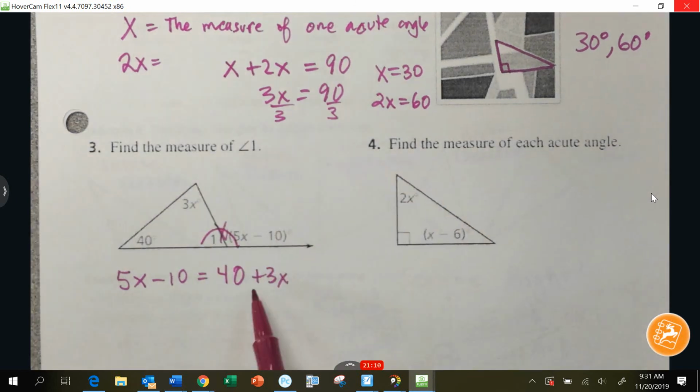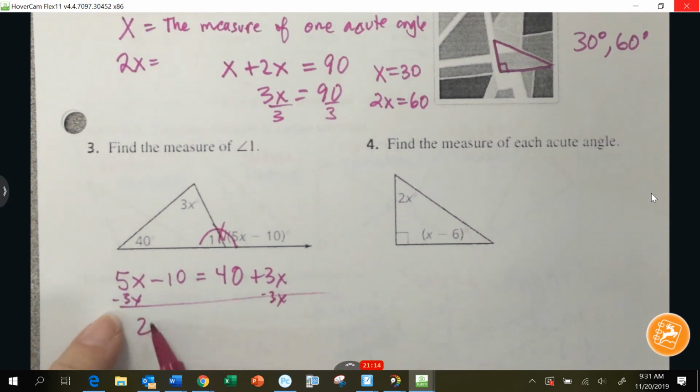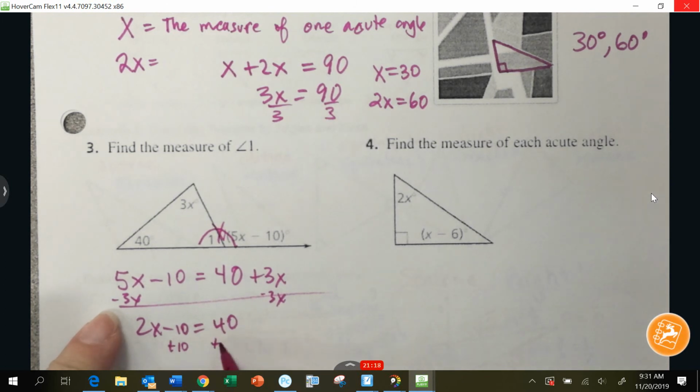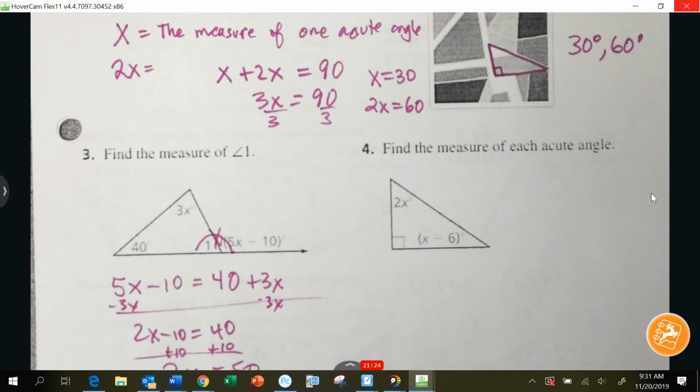Okay, so then we're going to have to move the 3x over. We get 2x minus 10 equals 40. Add the 10. I'm doing this part fast. 2x equals 50. x equals 25. Is that what I need to find? No. What do I need to find?